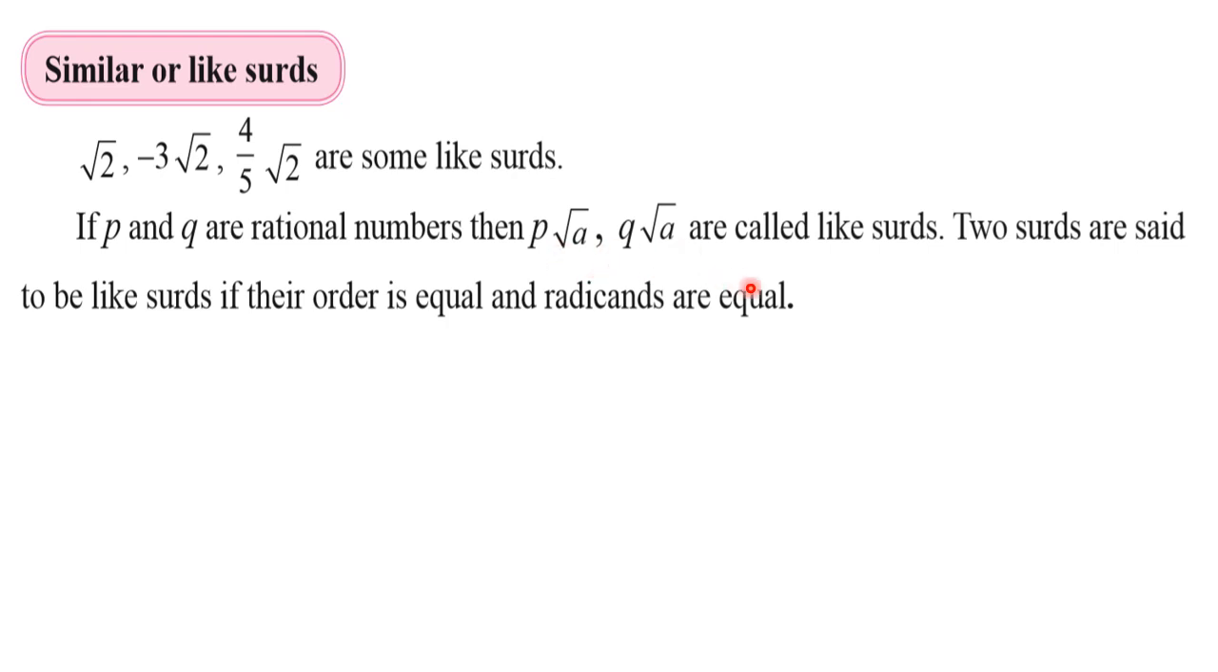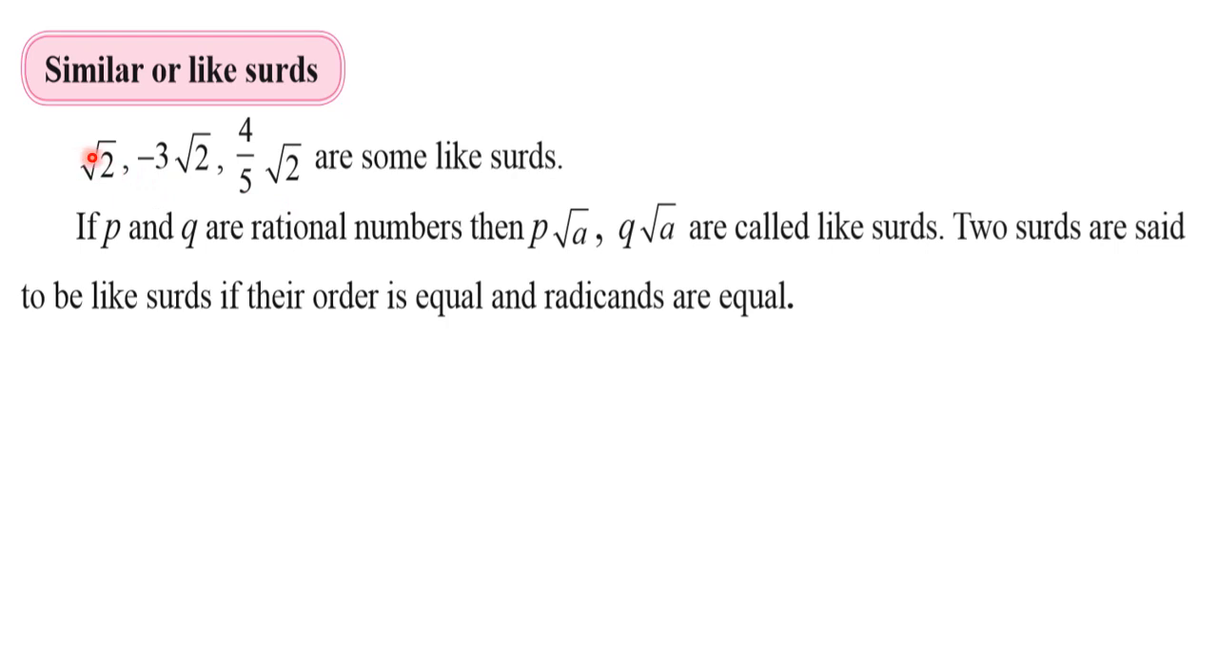Okay, so how can we define it? Two surds are said to be like surds if and only if their order, see here, order is 2, is equal, and at the same time their radicands, the number inside, also should be equal. Like here root 2 and root 2. See, everywhere 2 is present, so the radicand is equal everywhere.